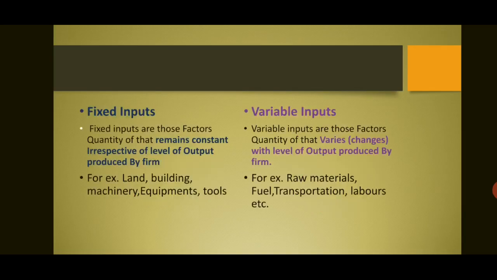So what are fixed inputs? Fixed inputs are those factors whose quantity remains constant irrespective of the level of output produced by the firm. For example, land, building, machinery, equipment and tools. For example, we are producing ice cream, 10,000 units per day, and we have machinery with a capacity of 1 lakh units per day, and we are producing only 10,000 units per day.